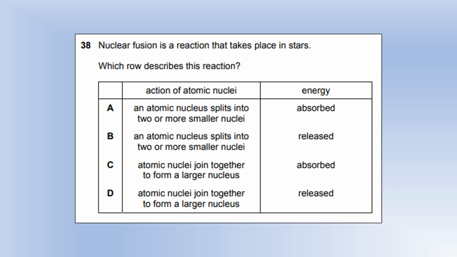Nuclear fusion is a reaction that takes place in stars. Which row describes this reaction? So fusion, you take two nuclei and you combine them together, and that releases energy. So that is clearly option D.